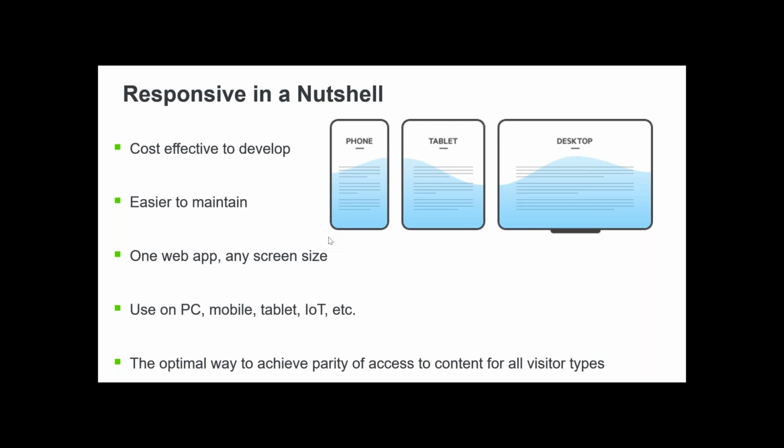And nowadays there is a much greater variety of such devices that we need to make sure our application works well on. All the Internet of Things applications, or if you wish, even your fridges, microwaves, etc., and all the smart appliances that are coming on the market nowadays. And also, in order to validate all of this, statistics show that responsive design is, if not the only one, one of the optimal ways to achieve a parity of access to the content of your application for all visitor types.